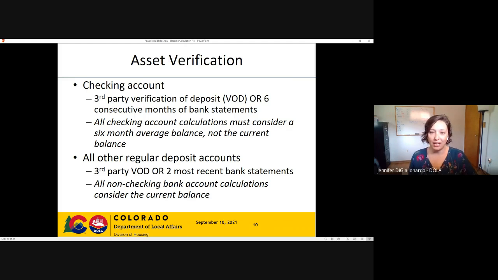For all of the other accounts, thinking about IRAs, savings accounts, anything that's truly not a checking account, you're going to want to get third-party verification of deposits or 2 of the most recent bank statements. For any of these savings accounts, IRAs, all other deposit accounts, you will consider the current balance.